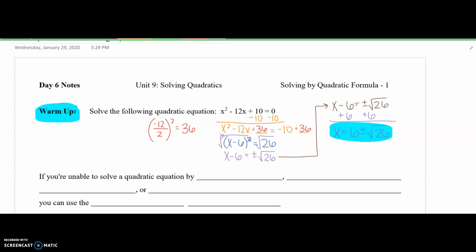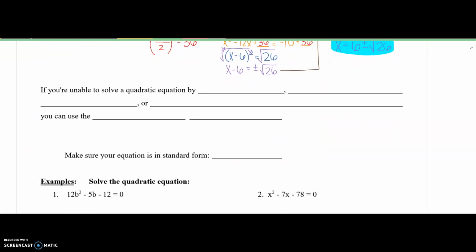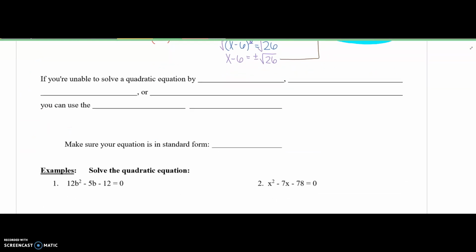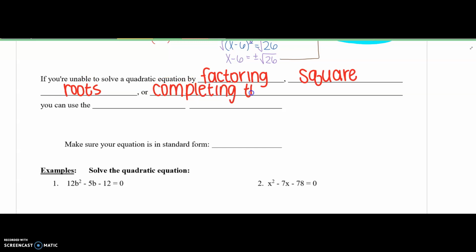Alright, now we are going to talk about what to do if we are unable to solve quadratic equations by factoring, square roots, or completing the square. Then we can use the quadratic formula.